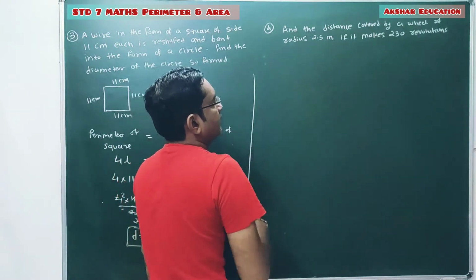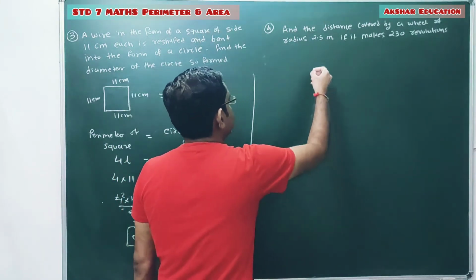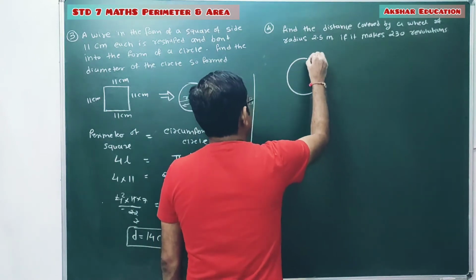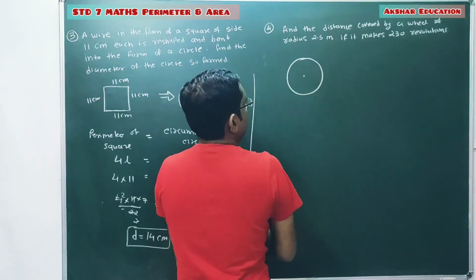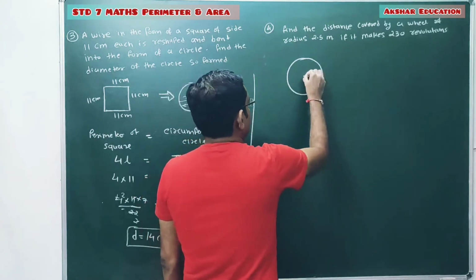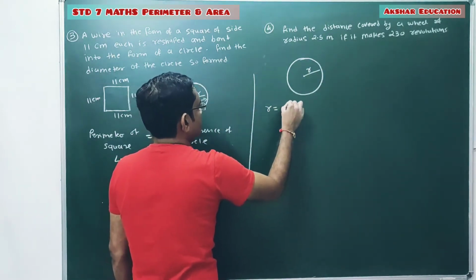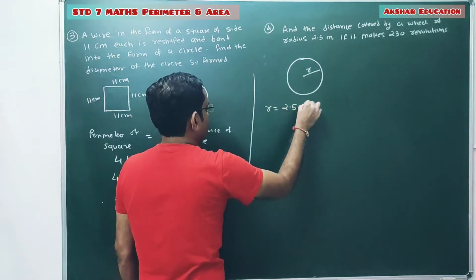Find the distance covered by the wheel of radius. So one circular wheel is there, obviously wheel is circular, so wheel is there, the radius of this wheel is r equal to 2.5 meter.